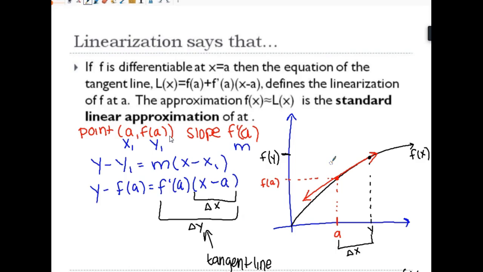A tangent line is an approximation of a delta y at a new value of x. The tangent line is an approximation of delta y at a new value of x. That is the purpose of linearization, to approximate a change in y at a new value of x.